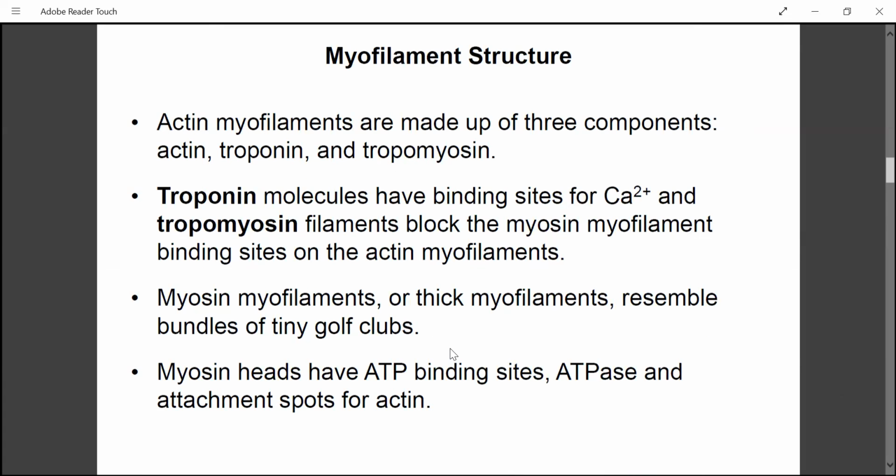Our actin is actually made up of three different components: actin, troponin, and tropomyosin. Our troponin has a binding site for calcium, and tropomyosin blocks where our myosin, or thick filament, can bind to our thin actin filament. Our myosin looks almost like a golf club, with a head and a tail. In our myosin head, this is where they grab onto the actin. And ATP, or our energy, has a binding site on our myosin as well.